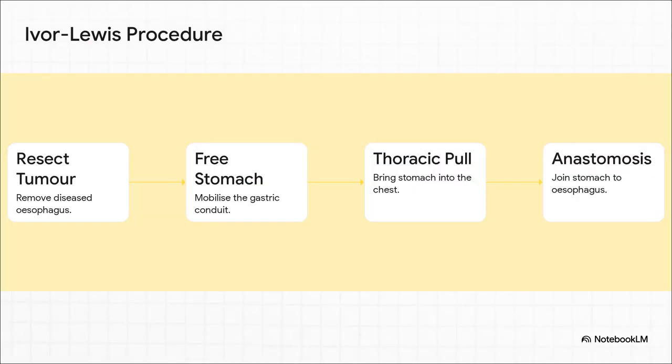Now, for those on the curative path, the gold standard procedure is the Ivor-Lewis esophagectomy. The surgeon first resects the diseased esophagus and the proximal stomach. Then, we actually use the remaining stomach as a replacement conduit. Why? Simply because its excellent blood supply and natural length allow us to safely pull it up into the thoracic cavity and reconstruct the GI tract with an intrathoracic anastomosis.